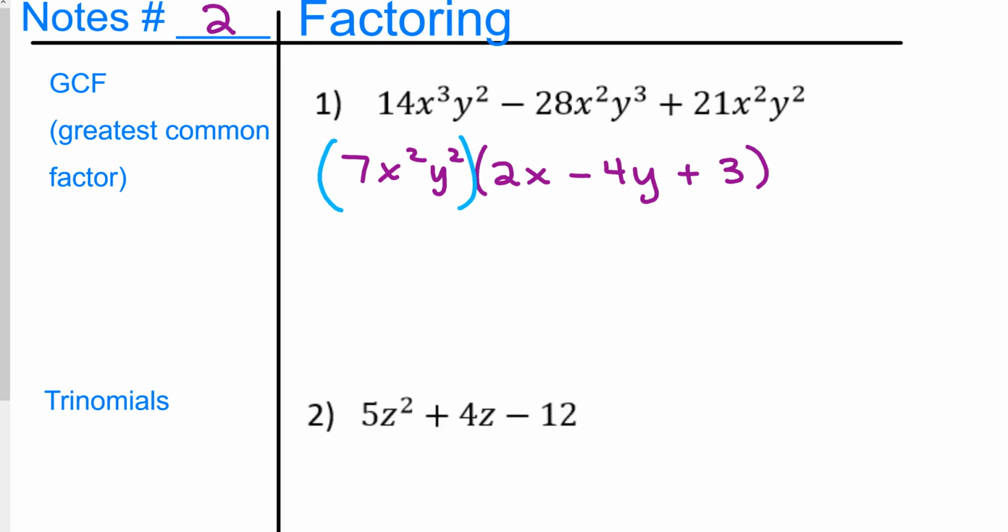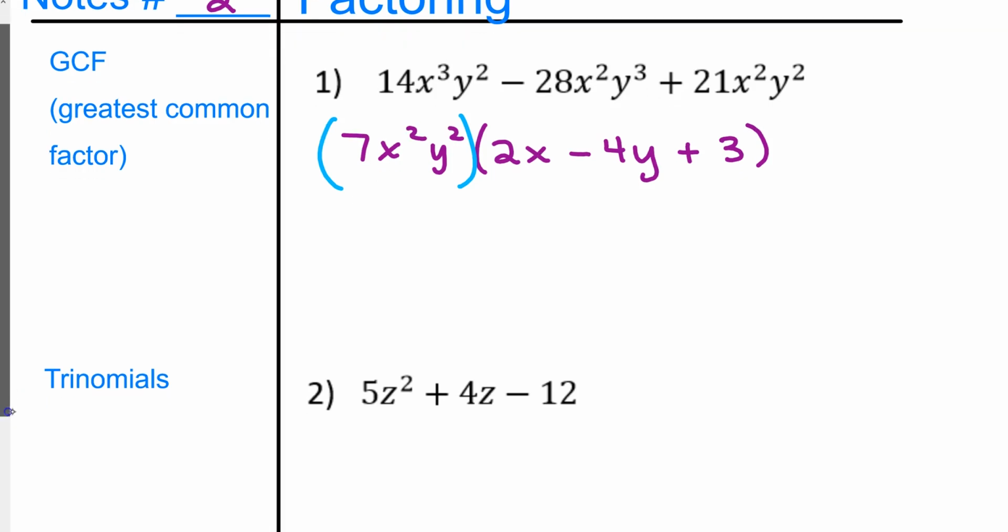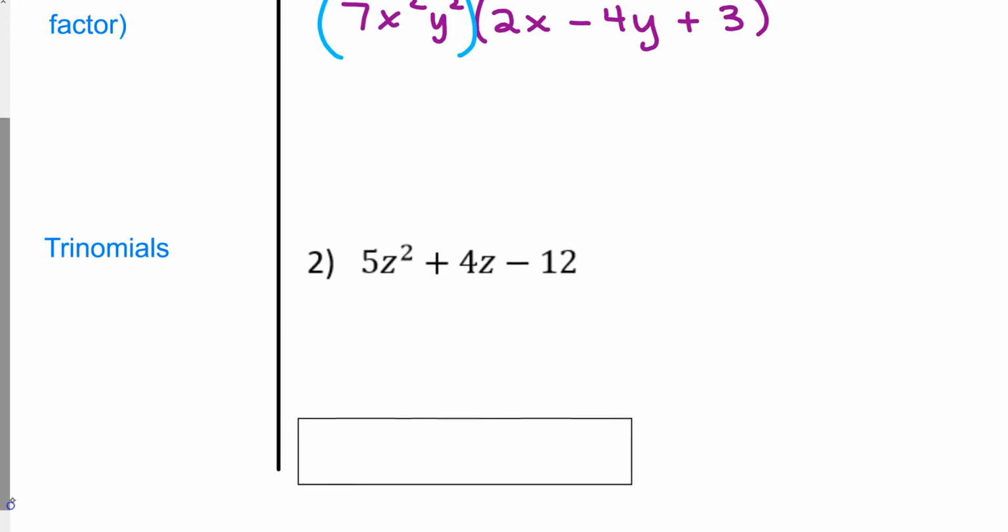Okay, number 2 is 5z squared plus 4z minus 12. Now, not every trinomial is factorable, but when they are, what we typically do is kind of reverse the FOIL process. So remember, in the FOIL process, you multiply the firsts together to give you 5z squared. So what would we multiply to give us 5z squared? It would have to be most likely 5z and 1z.